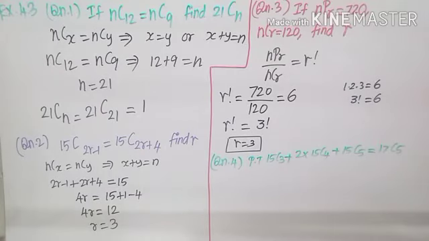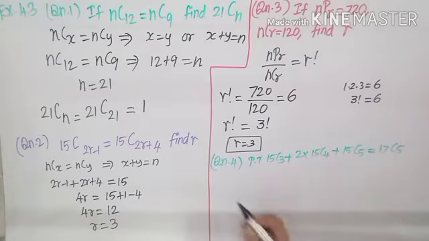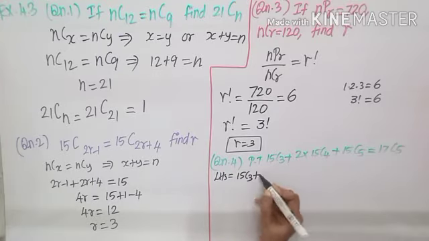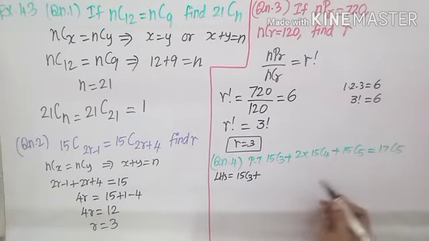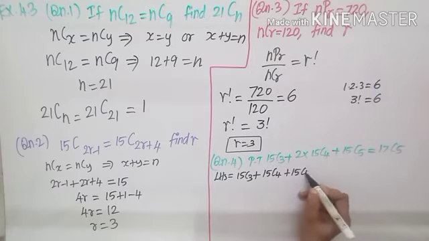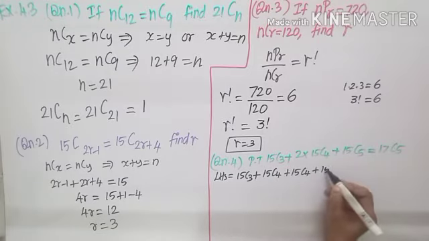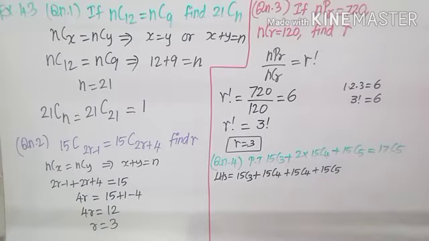Question number 4. Prove that 15C3 plus 2 times 15C4 plus 15C5 equals 17C5. LHS. 15C3 plus this 2 times 15C4, split it. 15C4 plus 15C4, 2 times I am splitting and writing. 1 time 15C4, second time 15C4, plus 15C5. These two combine and these two we can combine.